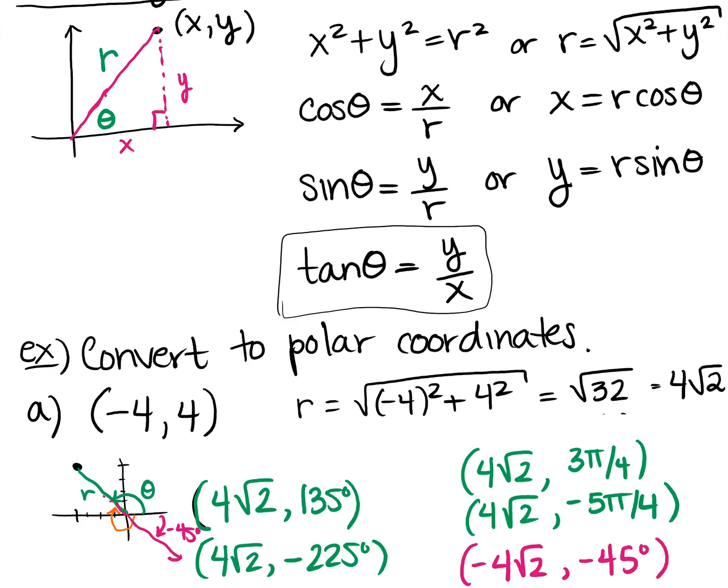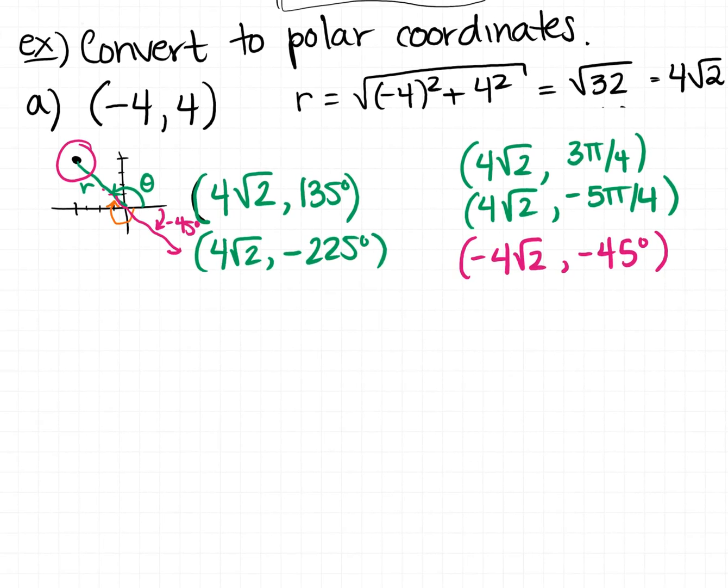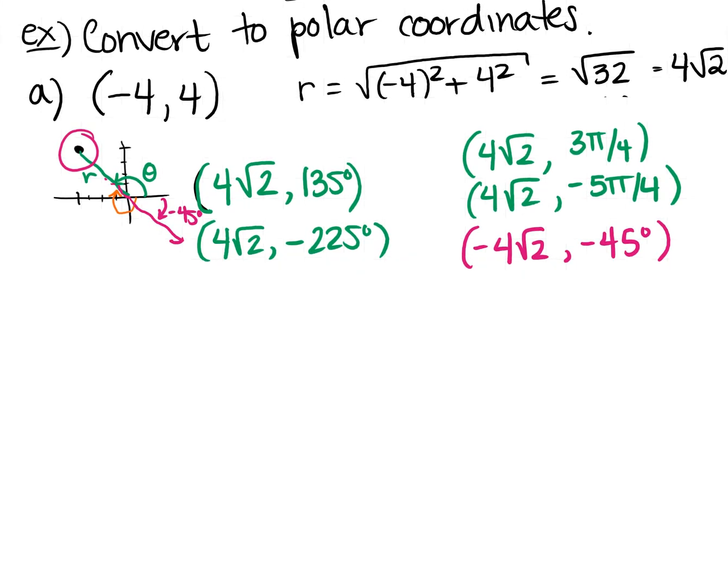There's an infinite number of ways that you could do this, you guys. I could also have said negative 4 root 2 comma 315 degrees, right? That would give me the same point. All of those would give me that same point right there. So this should look pretty familiar because it's very similar to what we did with the complex numbers. Not exact, I understand that, but pretty similar.